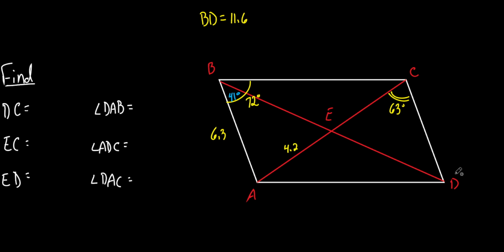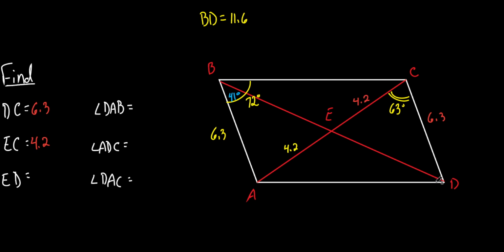So DC, without any math at all, you should be able to find DC. What is it? 6.3, right? Because opposite sides are equal, correct? 6.3. What about EC? EC is this little one right here. That's another one that's really easy without doing any math at all. What is it? 4.2. You got it. So EC is 4.2. What about ED? ED. This one right here.